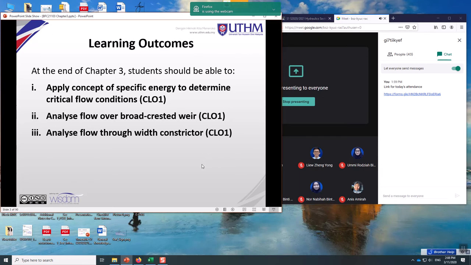Well, width constriction is basically, imagine a channel flowing under a bridge. Suddenly the width of the channel is reduced due to the abutment of the bridge. So basically the bridge itself constricts the width of the channel or river. So that's why it's known as width constriction. It actually changes the depth of flow upstream and downstream. Alright, there are three conditions we are going to analyze in this chapter.